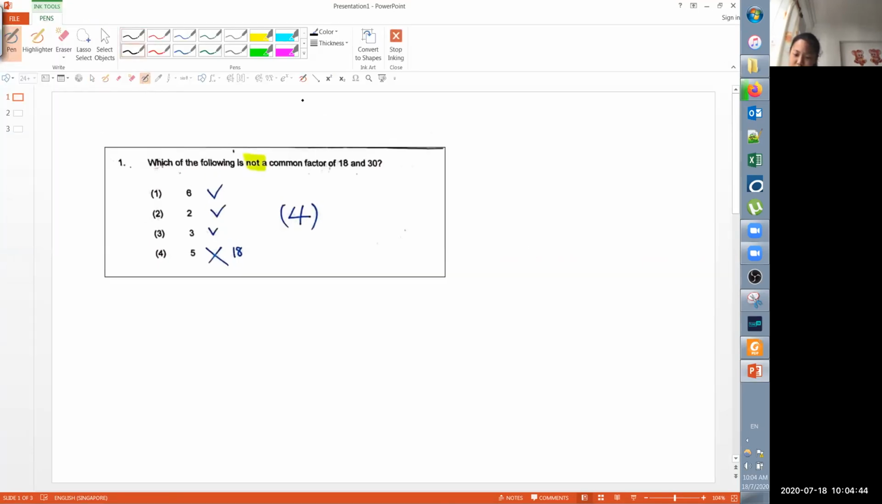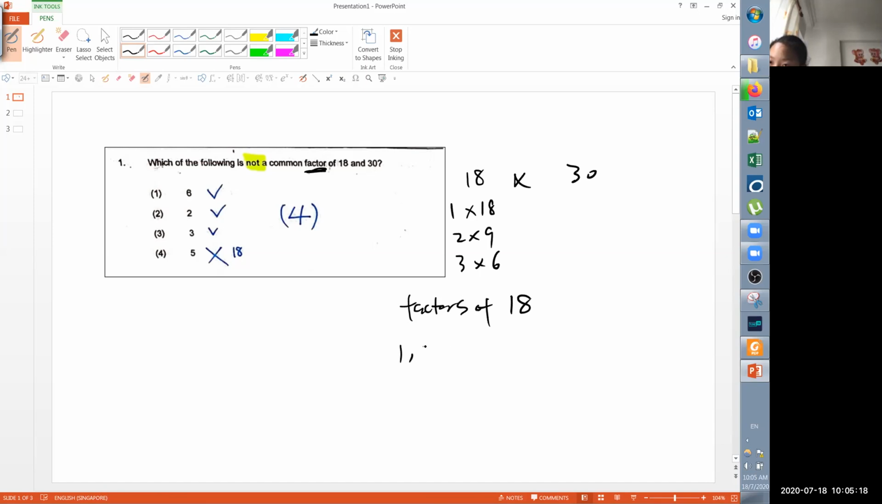What is the meaning of factor? Let's say you have 18 and 30. The factors for 18: you start with 1 first, so it's 1 times 18, 2 times 9, and 3 times 6. 4 doesn't work. 5 doesn't work. 6 times 3, so you don't have to go beyond this, because you have already found all the factors. The factors of 18 will be 1, 2, 3, 6, 9, and 18.